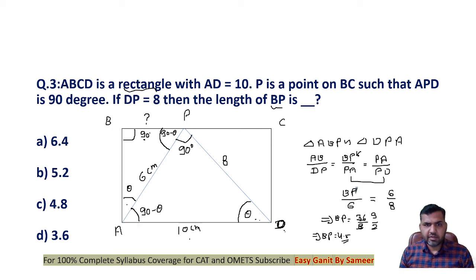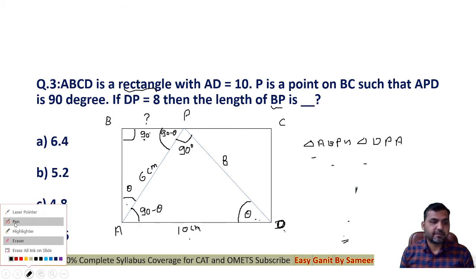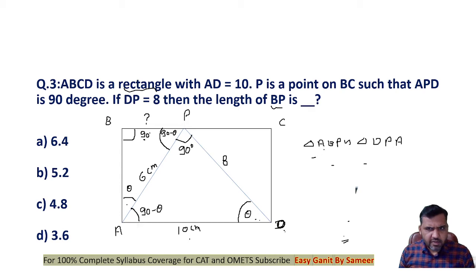PA upon PD. Let's do the calculation part again, guys. Let's check the angles here, right? We are supposed to make triangle ABP similar to triangle DPA, right? Triangle ABP, this triangle.